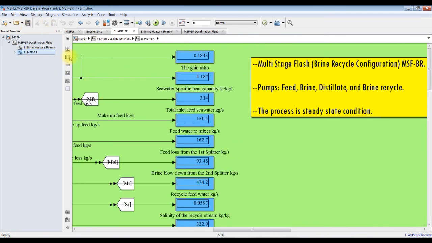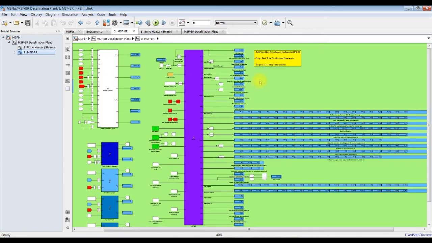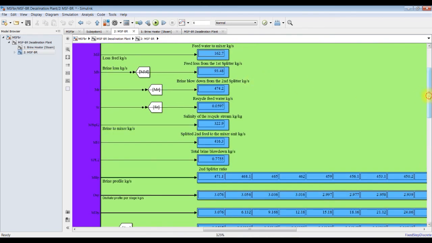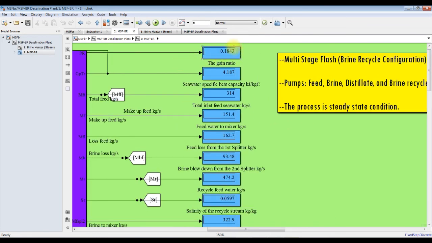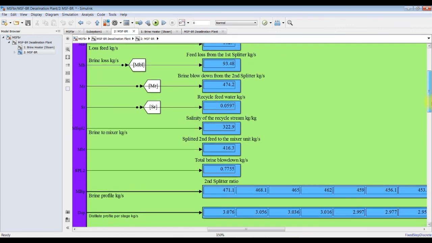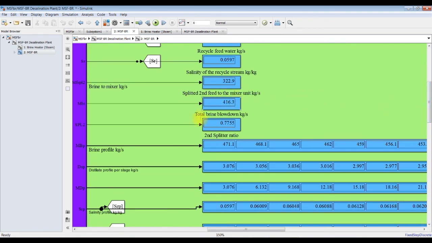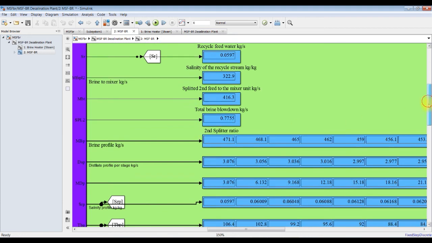Let's go for the multi-stage brine cycle. It's a huge configuration. It's entirely a huge configuration. As we can see here, we are going to discover the following. This is the gain ratio and inlet feed seawater mass flow rate, feed water to the mixer unit, feed flow after the mixer. We have brine blowdown, recycle feed water, salinity profile, salinity of the second feed of the mixer, total brine blowdown, and so on.